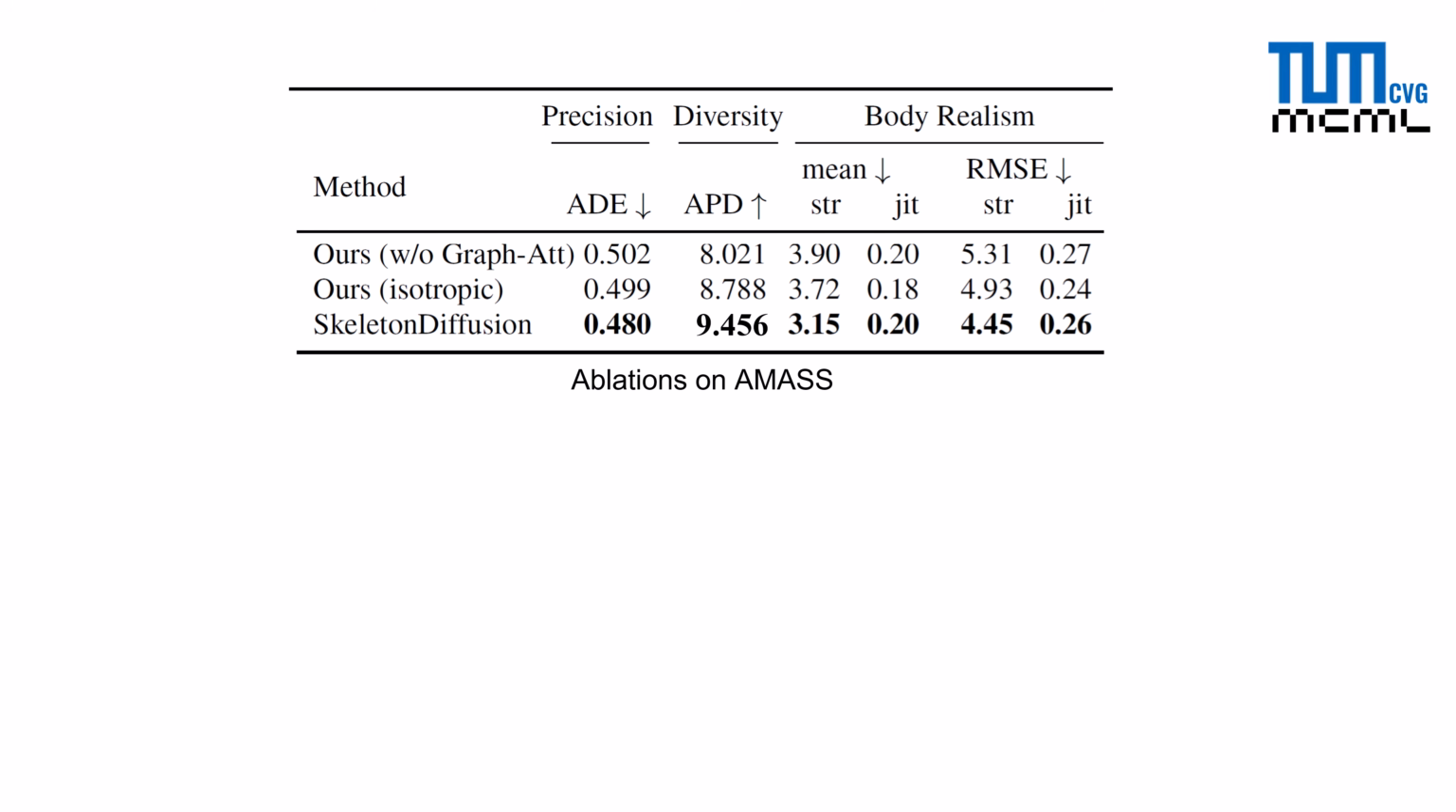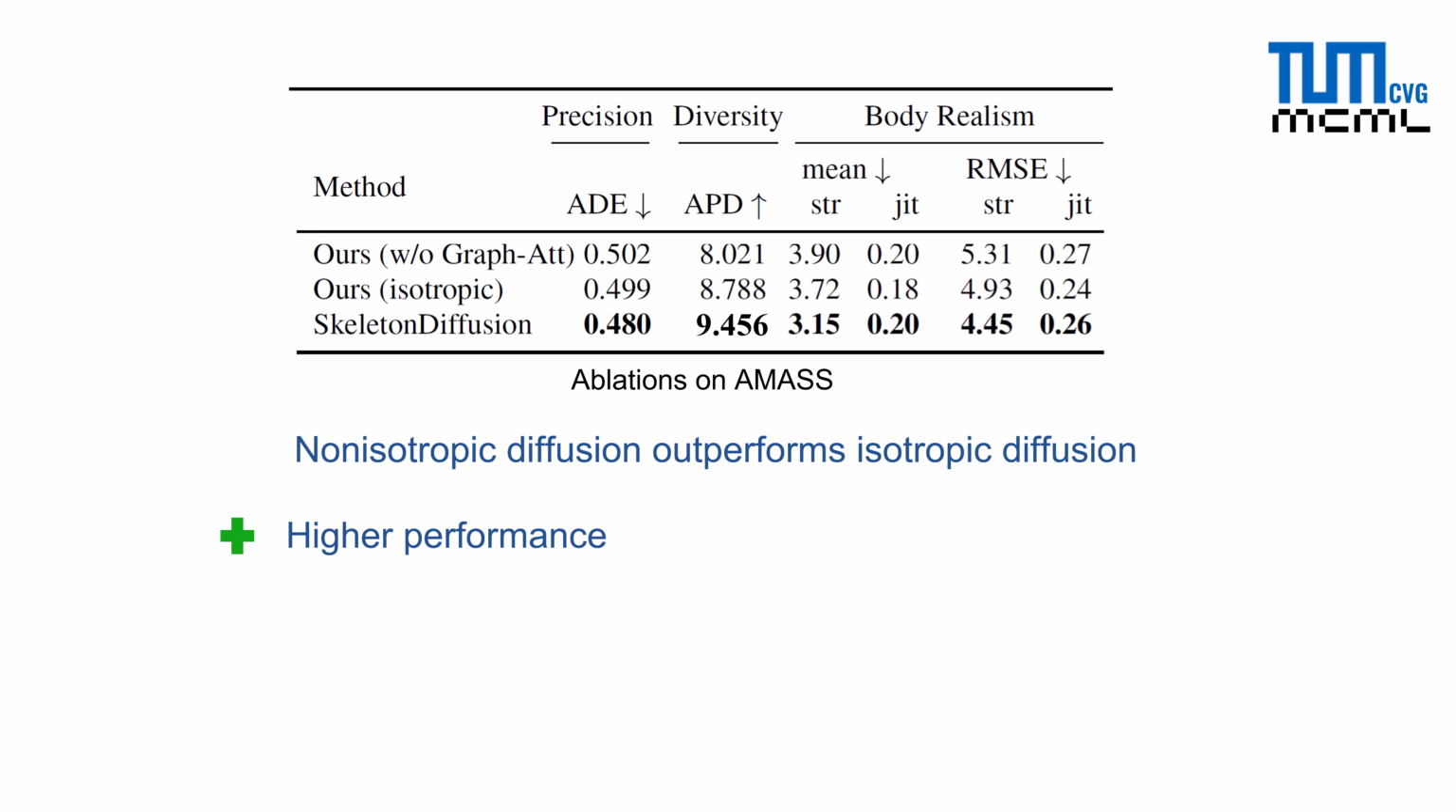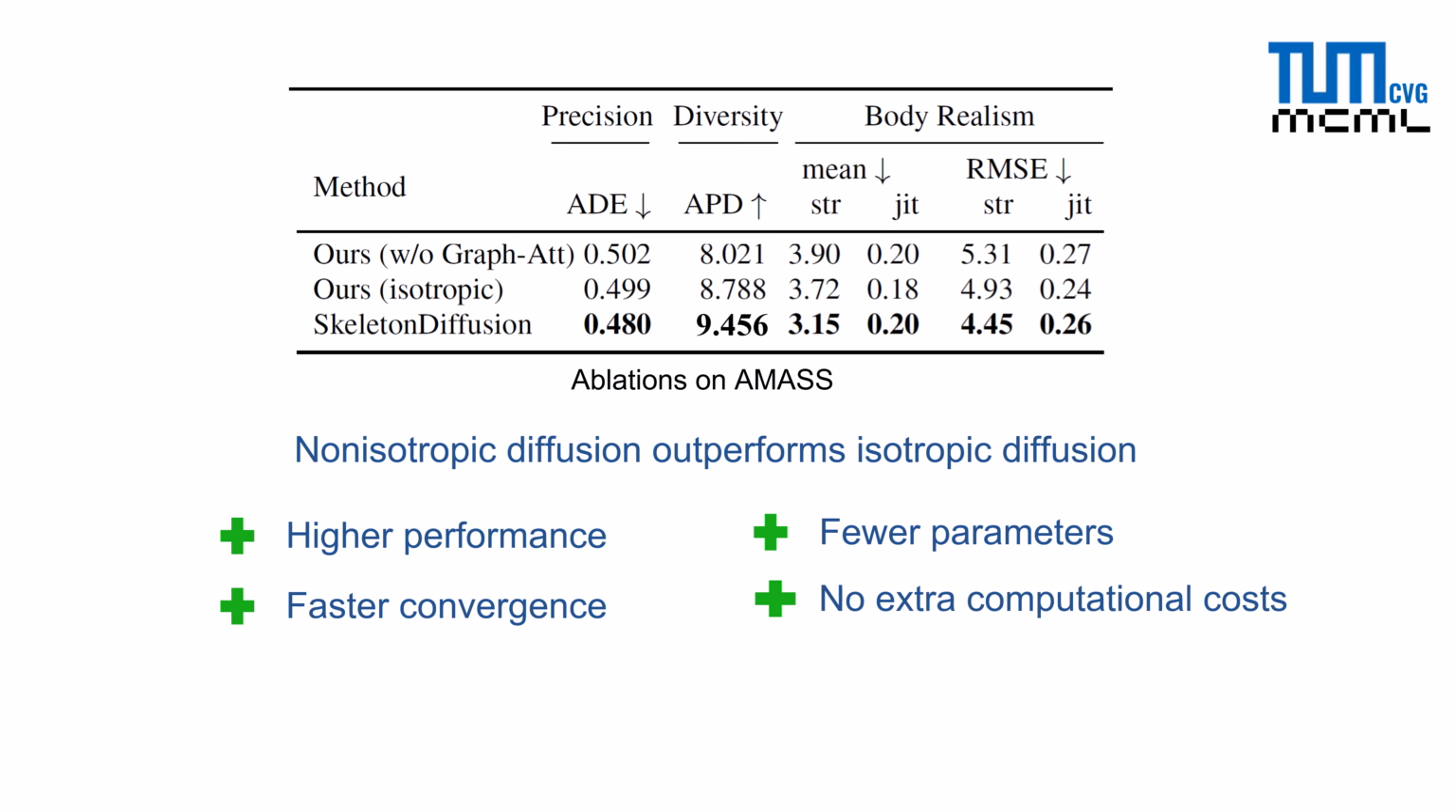Other insights are delivered by ablation on the diffusion formulation within our framework. Our non-isotropic diffusion outperforms the conventional isotropic counterpart. An intuitive explanation is that the inductive bias on the skeleton structure eases the learning task for the model, so higher performance is reached with fewer parameters and less training iterations. Since our covariance matrix is neither learned nor sample dependent, these benefits come at no extra computational cost.